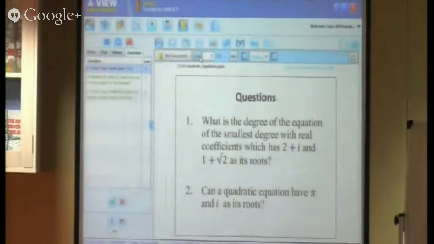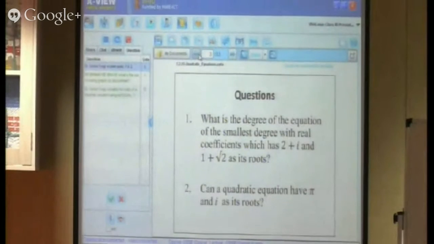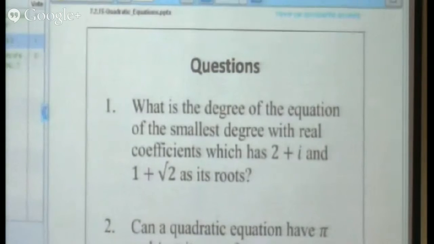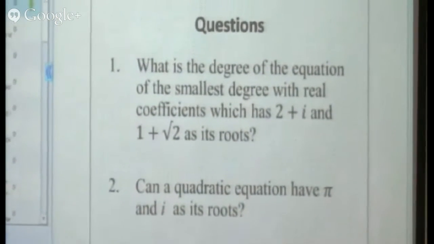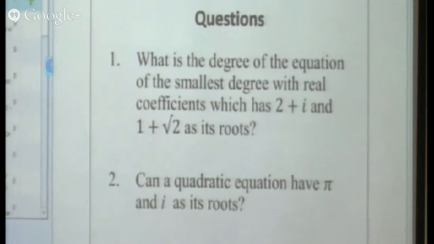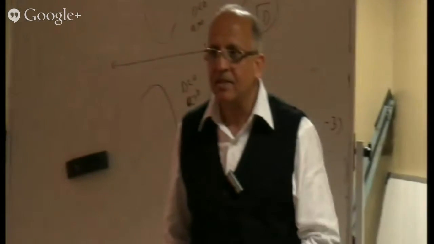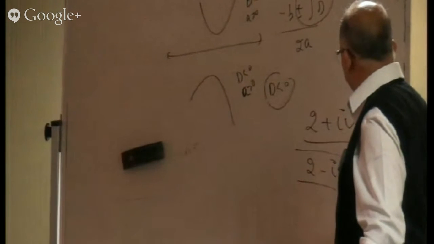What is being asked? The degree of the equation of smallest degree with real coefficients. Because 2 plus iota is a root, and whenever an equation has real coefficients, it must have 2 minus iota also as a root. Complex numbers always occur as conjugate pairs. If 3 plus 5 iota is there, 3 minus 5 iota should be there. So if 2 plus iota is a root, then 2 minus iota should be there.